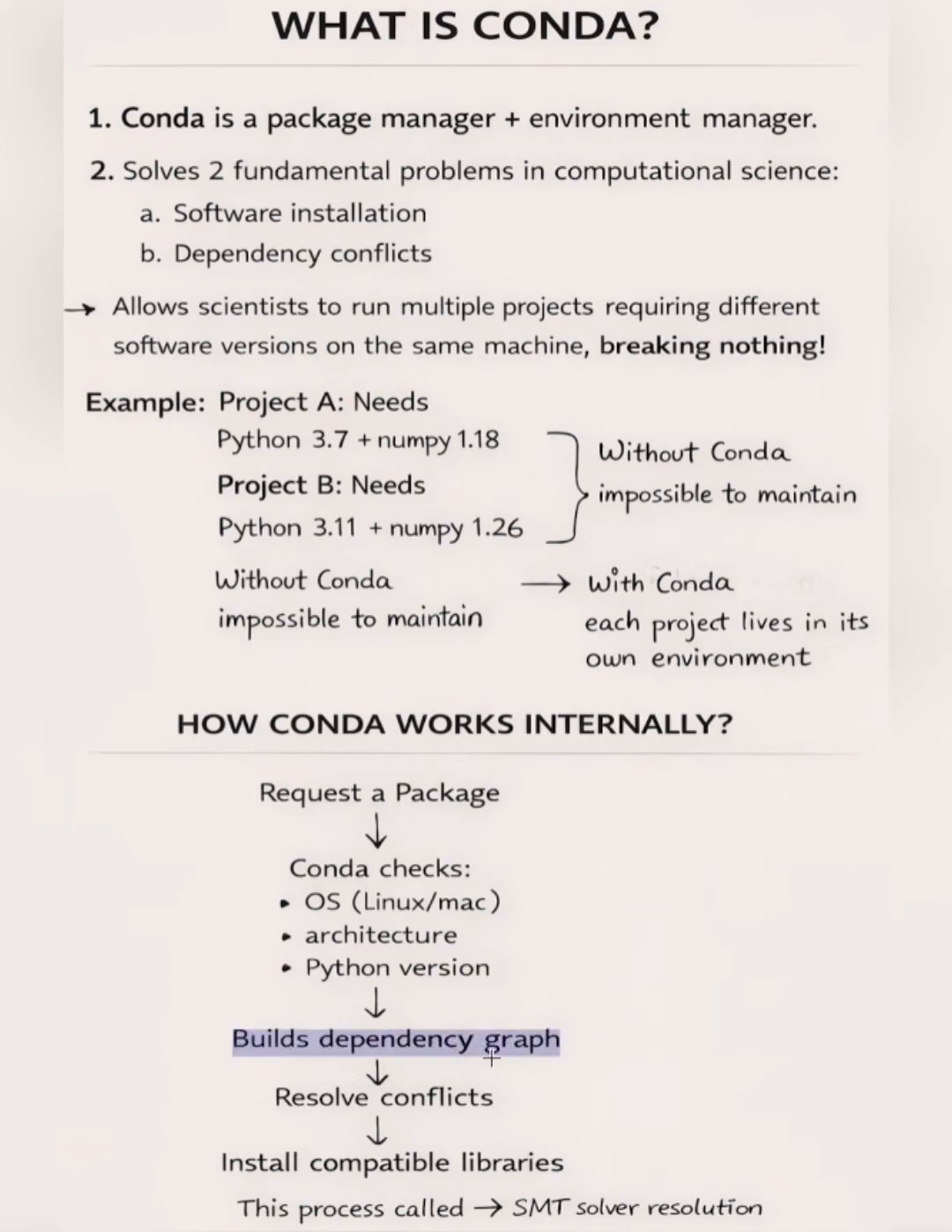Dependency resolution. Conda builds a dependency graph. This means it identifies all libraries required for that package. It resolves conflicts. If two packages need different versions of the same library, conda decides a compatible combination. It installs compatible libraries. This process is called a SAT solver. Real-world usage. This is why conda is widely used in genomics, machine learning, and HPC environments.